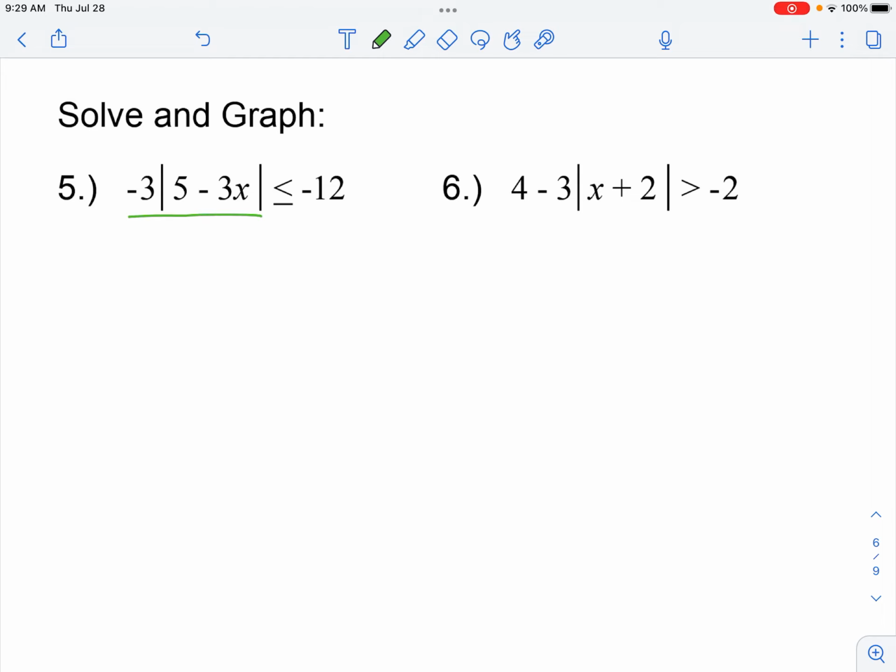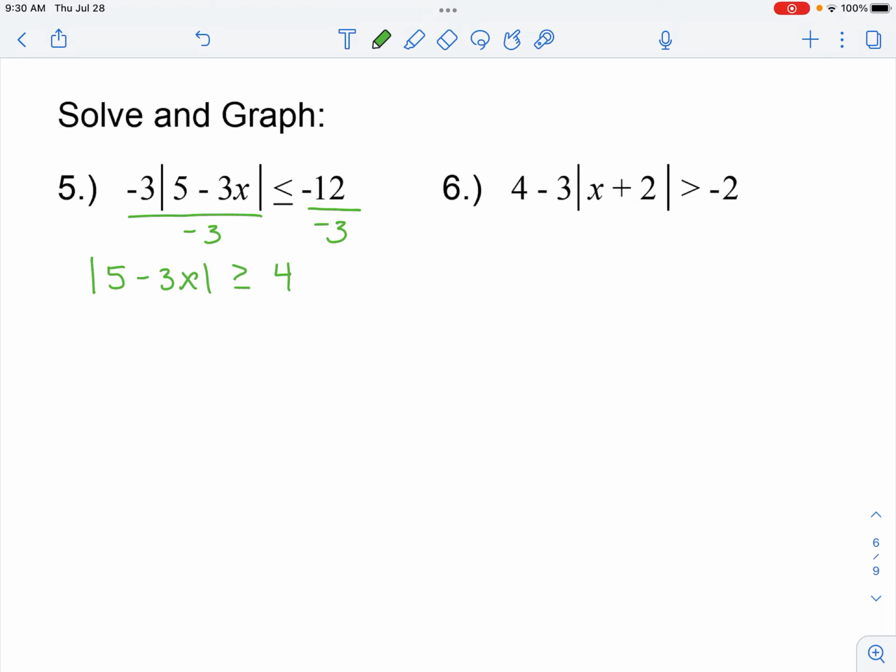So step one on problem number 5 is let's get rid of that -3 out in front by dividing it out. So we're going to have the absolute value of 5 minus 3x. The inequality is going to flip around because I divided by a negative, and then we're going to get a 4. And now I need to decide, is this an and or an or inequality?